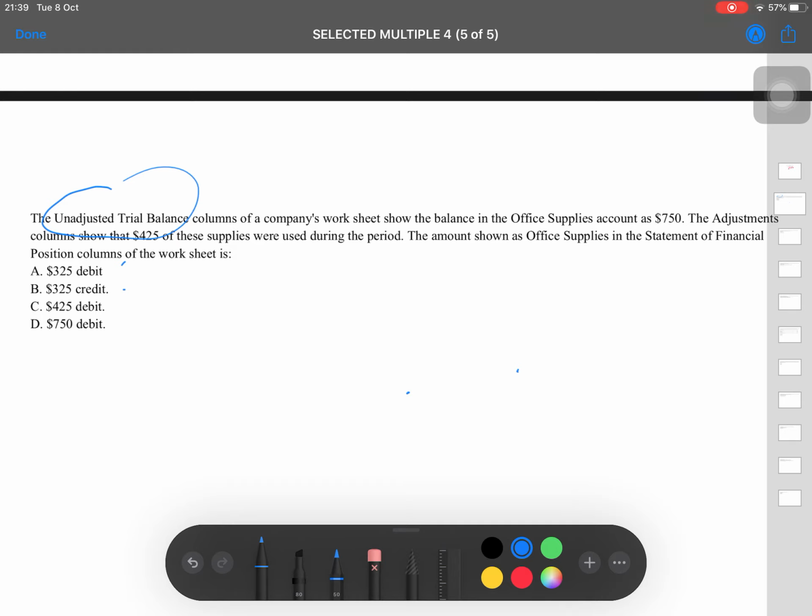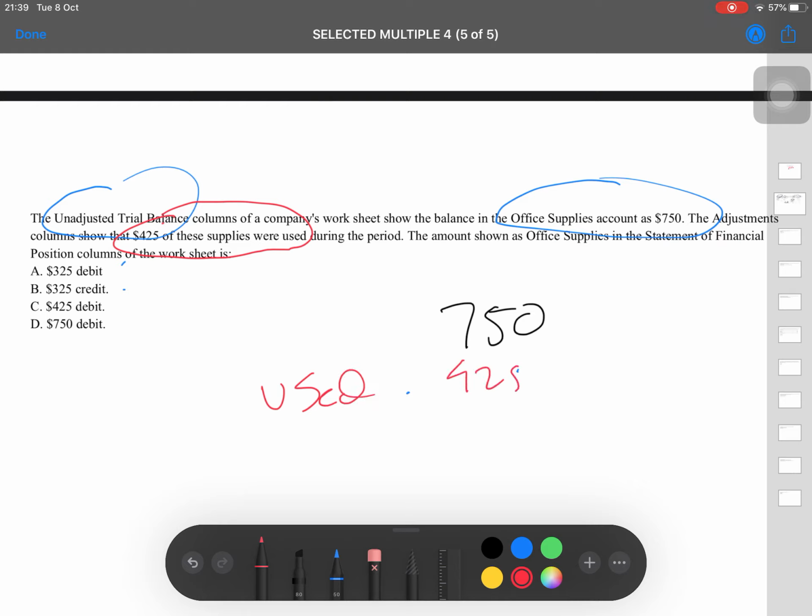So in the unadjusted trial balance, we have office supplies 750, right? And during the period, we used 425 office supplies. It means this 750 is unadjusted, and then we used 425, so we have to minus this number. So 750 minus 425 equals 325, right? 325. So 750 is the unadjusted trial balance of office supplies, and then we use 425 so that we have here the ending balance of the office supplies. Okay, 325.